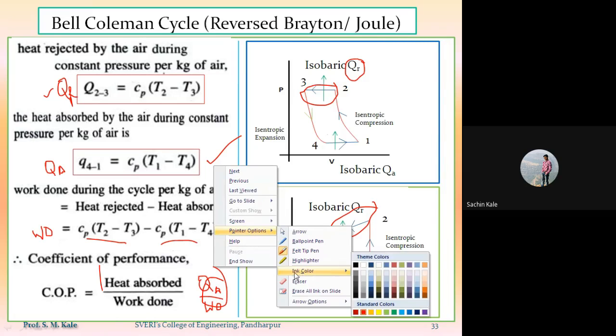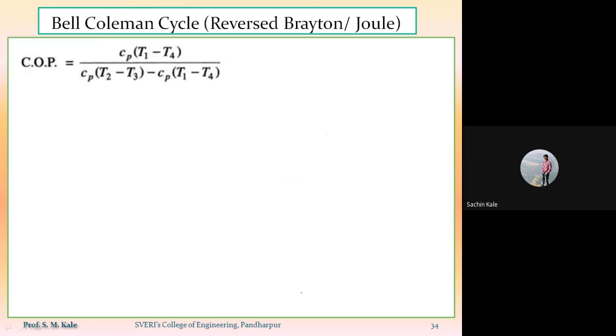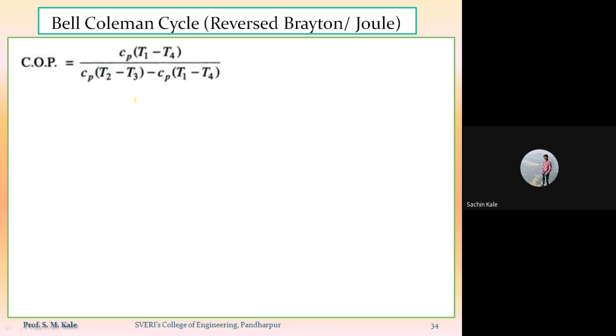So calculate the value of COP. Here I am putting the value of QA. This is the value of QA, this is the value of QR, and this is the value of QA. By putting the values of QA and QR, I am getting the value of COP.